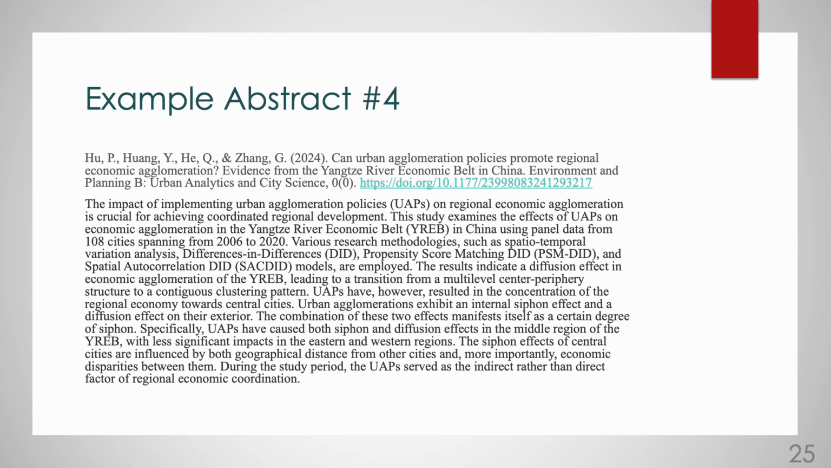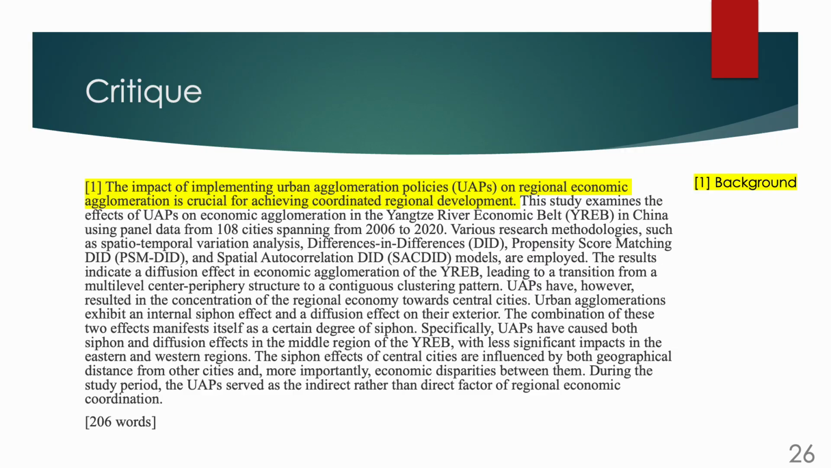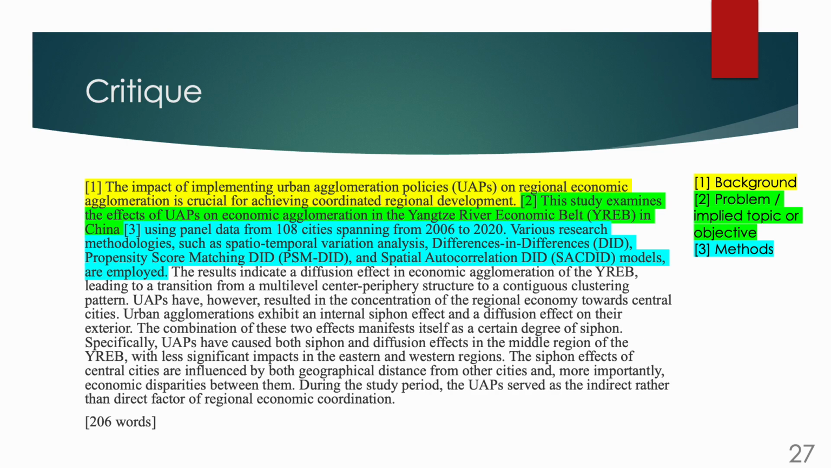Example 4 was published in the Journal of Environment and Planning B, Urban Analytics and City Science. Press pause to read it. In this abstract, the background is summarized in the first sentence. The topic and methods are summarized in the next two sentences and include the statistical models, which serve as important keywords for database searching.